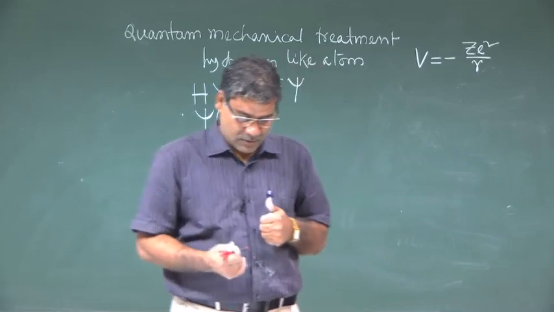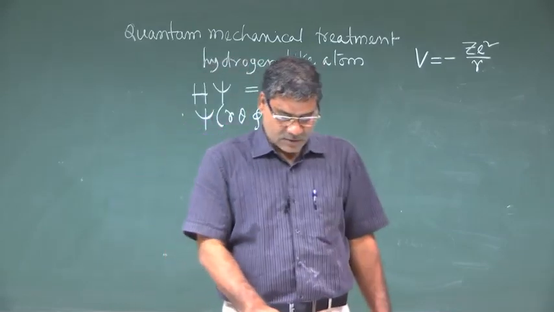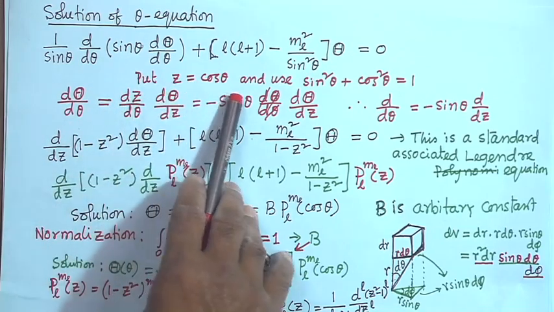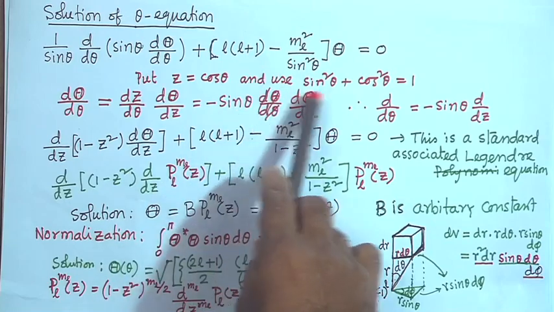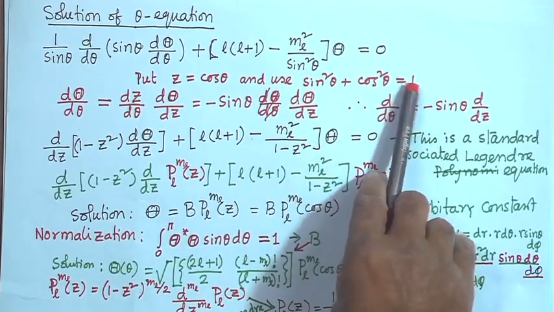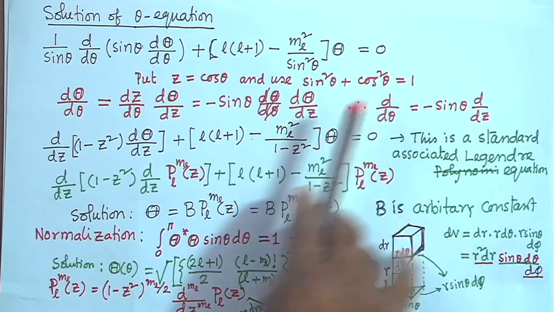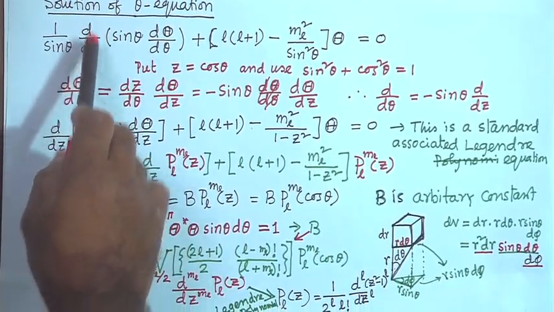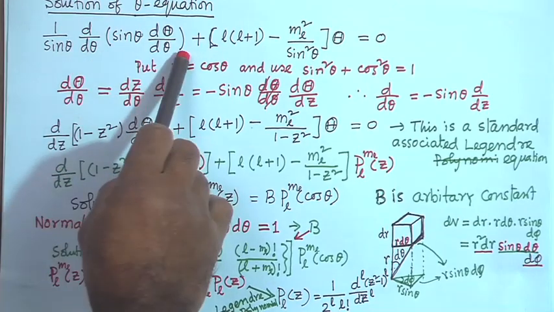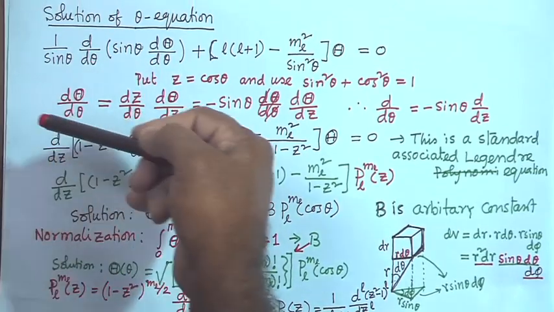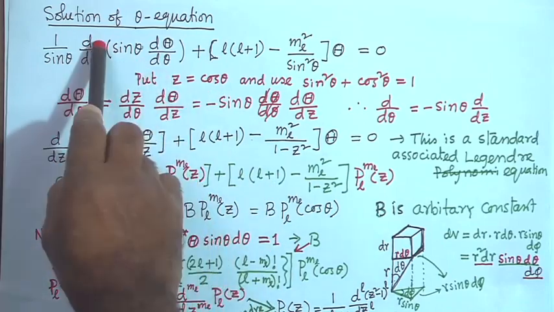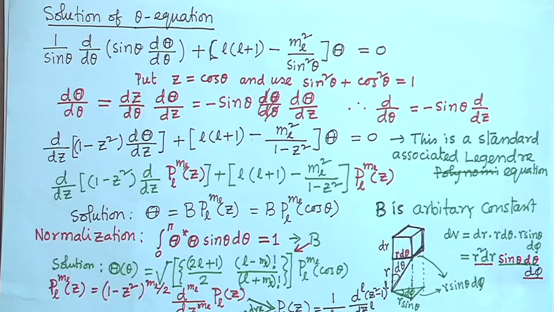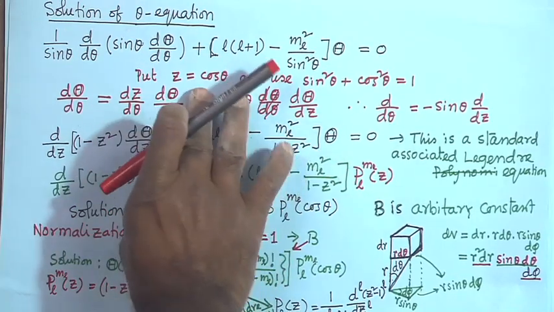And how to do that? One has to follow these steps. So, here we will put z equals cos theta, okay, and use sin square theta plus cos square theta equals 1. Okay. Now, here basically it is in terms of d by d theta. So, we would like to write it in terms of d by dz, in that form.